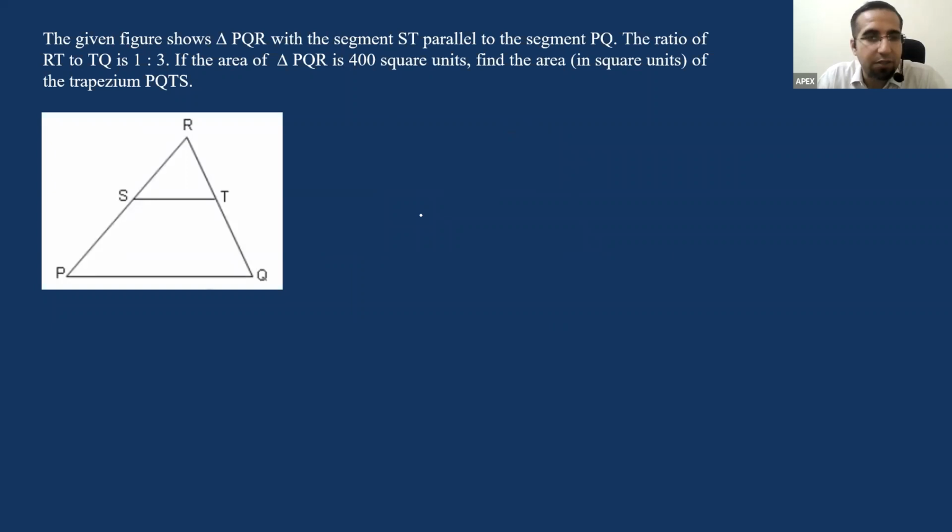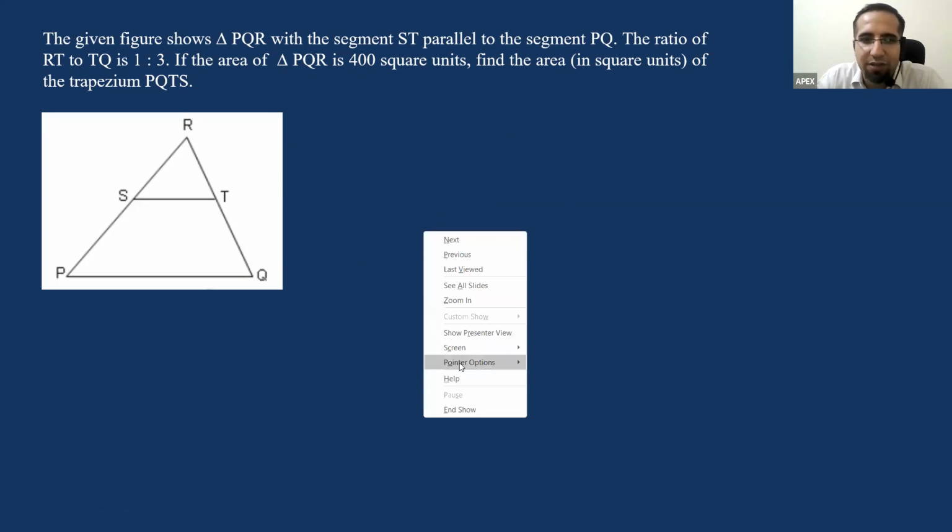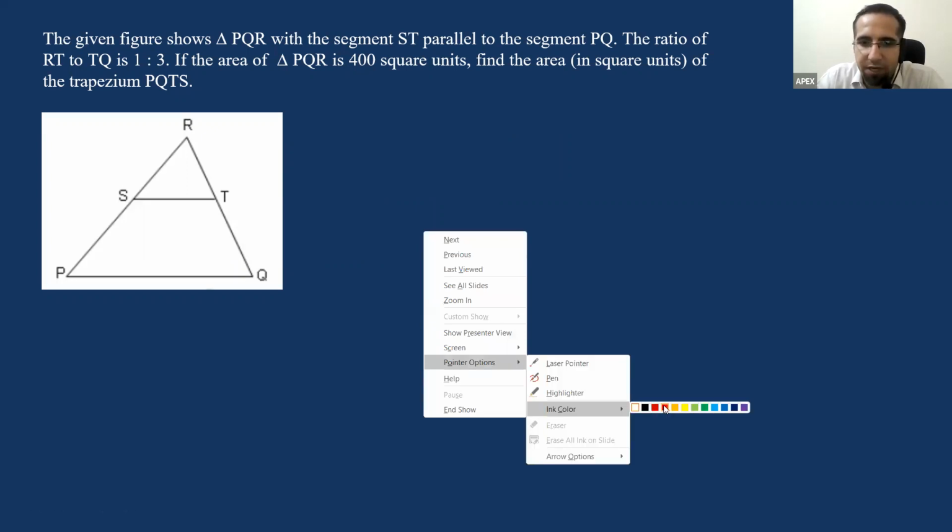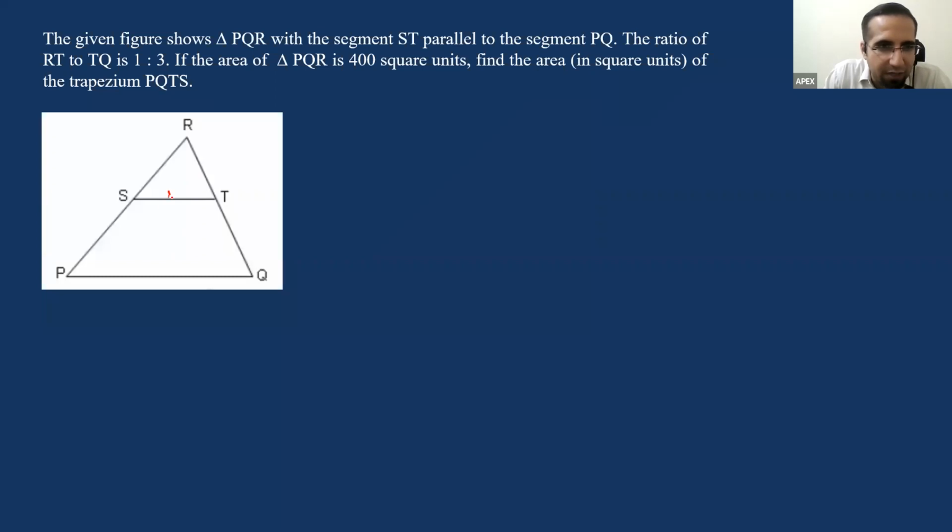Clear? Let's look at one more question here, guys. This question says the given figure shows triangle PQR with a segment ST which is parallel to the segment PQ. So I have ST parallel to PQ. The ratio of RT to TQ is 1:3. So therefore, this ratio will also be 1:3. Clear? So understand, if two lines are parallel, I can say triangles RST and RPQ are similar to each other because this angle becomes corresponding, this angle also becomes corresponding, and R is a common angle.